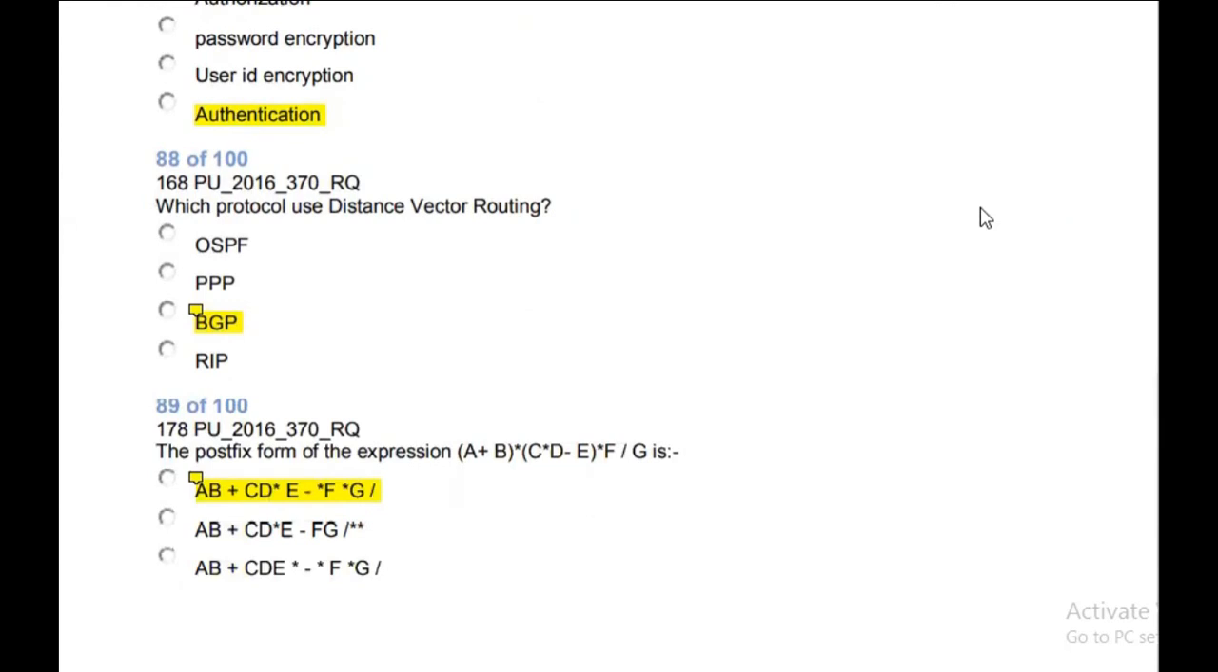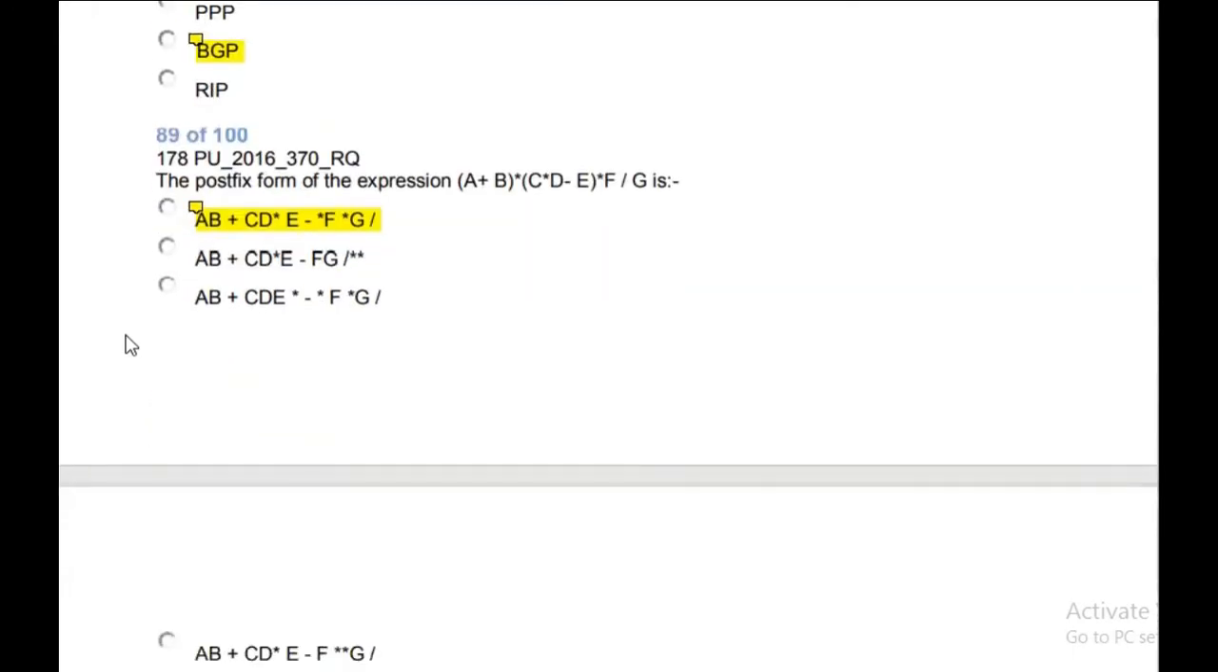Next question, question number 88. Which protocol uses distance vector routing? Option C is correct, BGP. BGP is Border Gateway Protocol. Full form of BGP is Border Gateway Protocol. So the protocol used for distance vector routing is BGP.